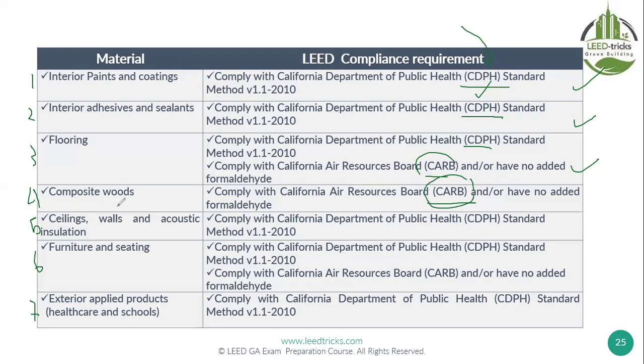The remaining, which is ceilings and acoustic panel, also CDPH. Furniture, I will say also CDPH and CARB. Exterior applied product and healthcare for schools, I will use CDPH. So they are all two standards. If you forget them, for example, in the exam, try not to forget both CDPH and CARB. Sometimes in the exam they will not put both in the choices. Maybe they will put one of them, to make it easy for you. But it's better to remember all this.